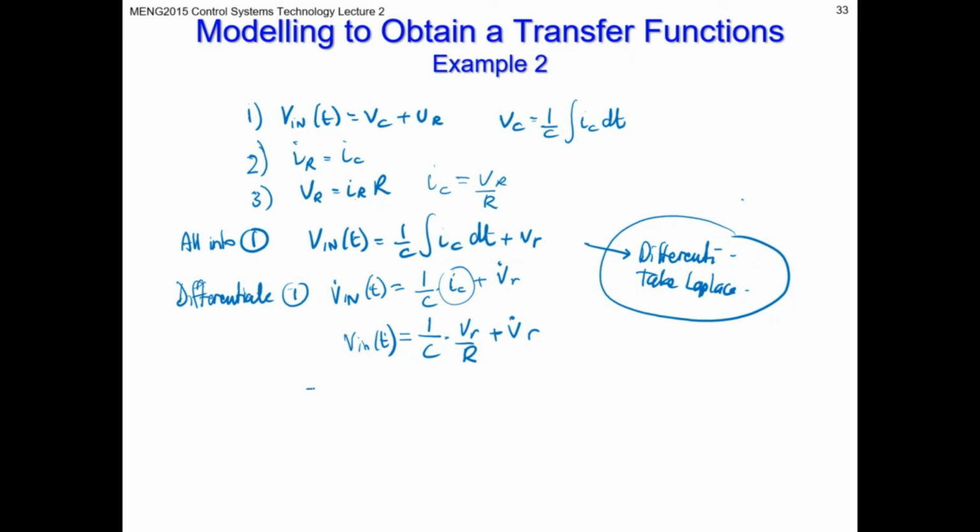Writing it more concisely, you get 1 upon RC times VR plus V dot R. And then we're going to get rid of the R's and put in 'out' instead, because it's really the output that we're looking for.